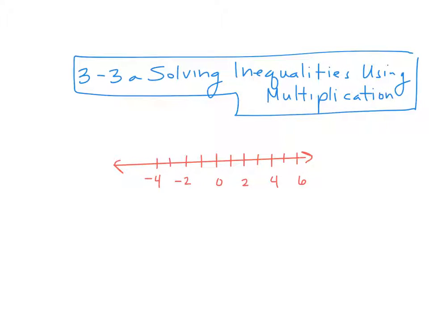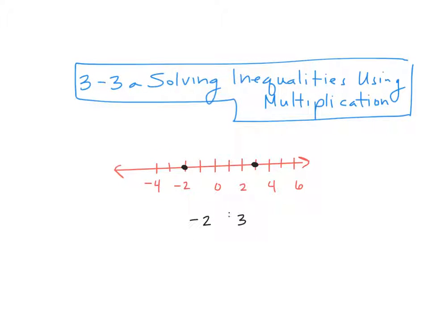Okay, here's the deal. I'm going to give you 2 points. 1 point at -2 and a point at 3. If I compare those two numbers, -2 and 3, which inequality would I put between them? Less than, greater than, less than or equal to, greater than or equal to? -2 is less than 3, okay?